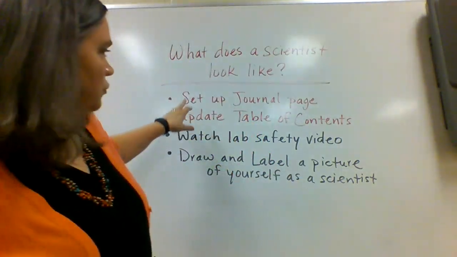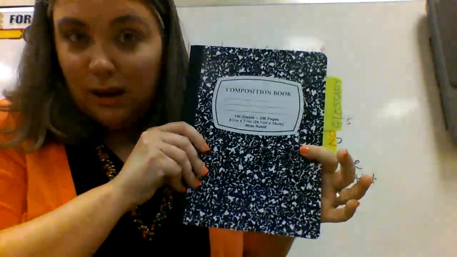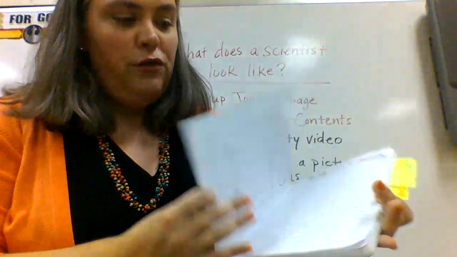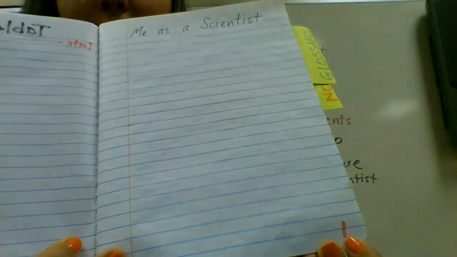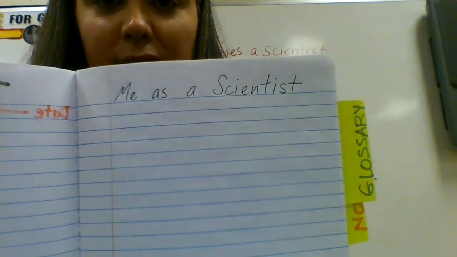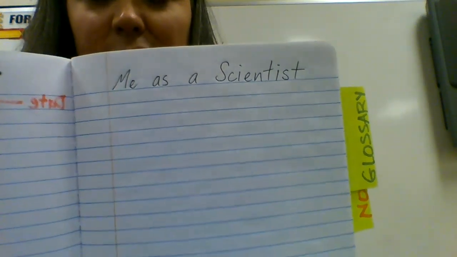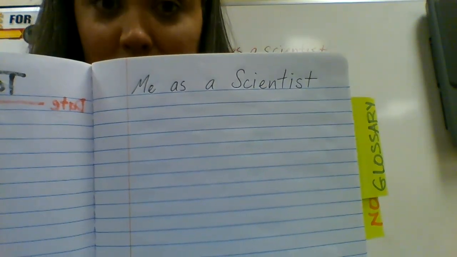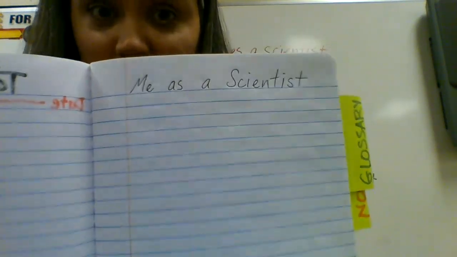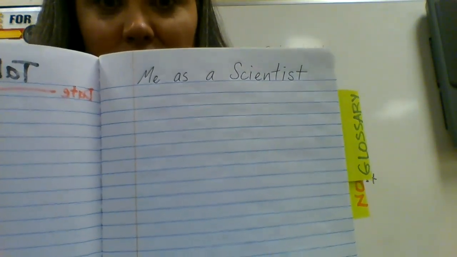So we're going to start up here with our setup, our journal page. Remember that journal you created for me the last couple days? What I need you to do first is flip to that page you numbered, number 1, right down there at the bottom. And then at the top, I need you to write me as a scientist. If you need to pause it so you can spell everything correctly, please pause. Because I want this journal to be the best reflection of how smart you are as it can be, okay? Write me as a scientist at the top.